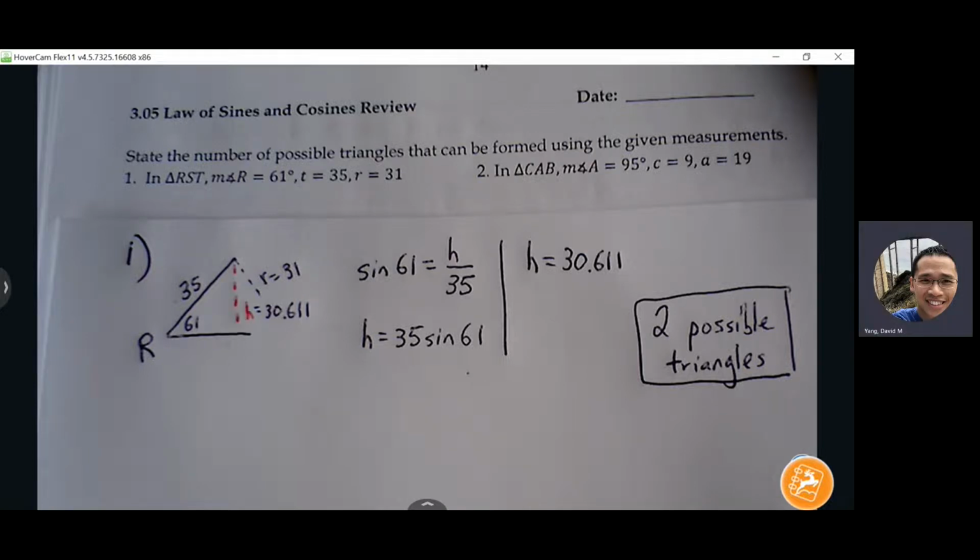So I'm just listing out all the possibilities so that you know how to move forward. I don't want you to memorize anything. I just want you to be able to look at those side lengths and just imagine where it could go. Okay with that? Okay, good. So let's look at number 2.